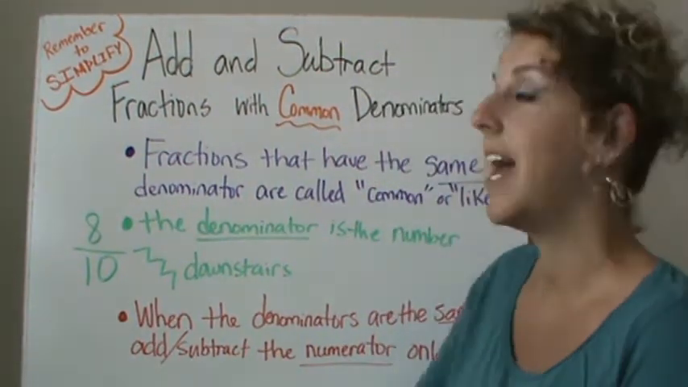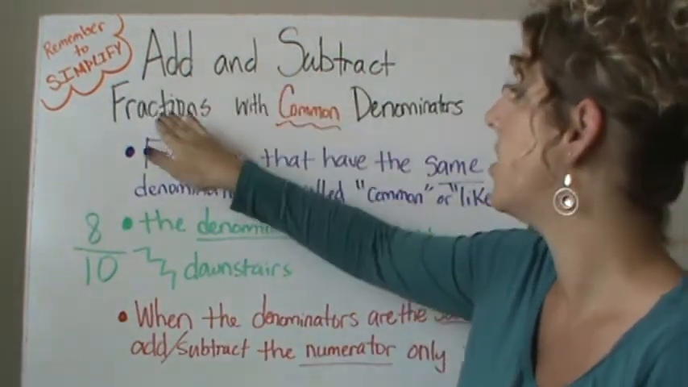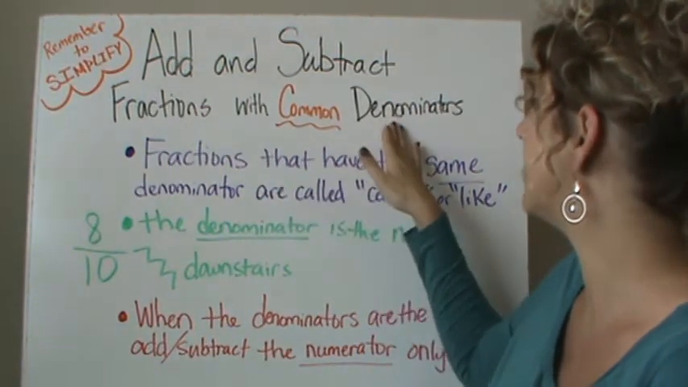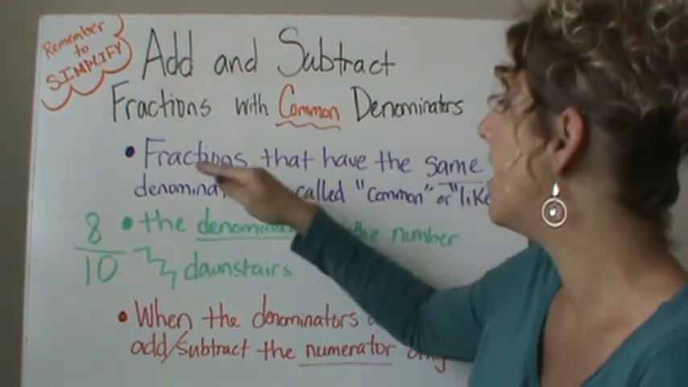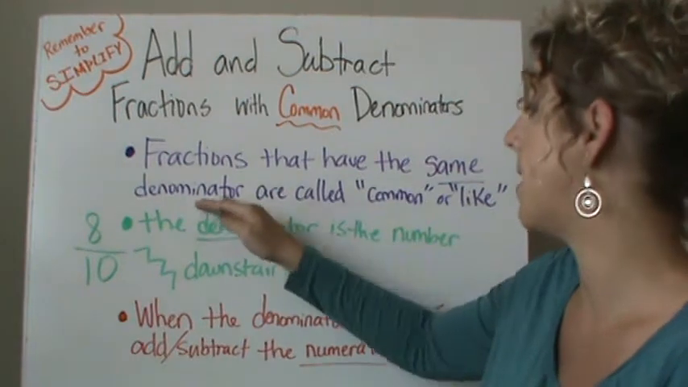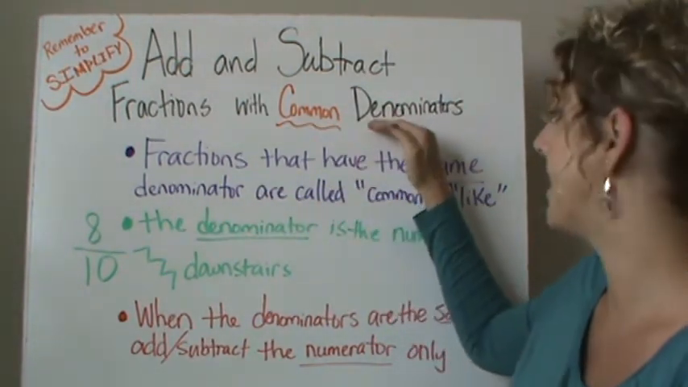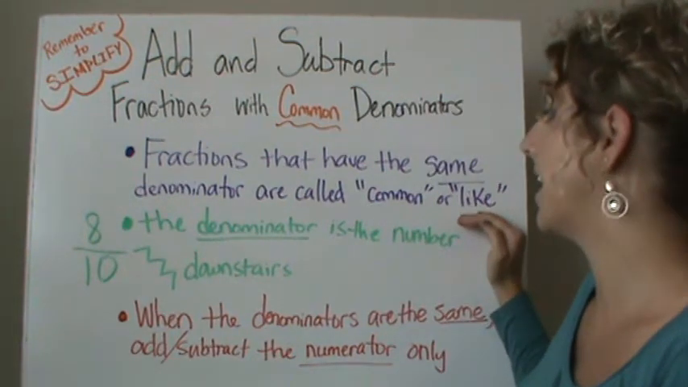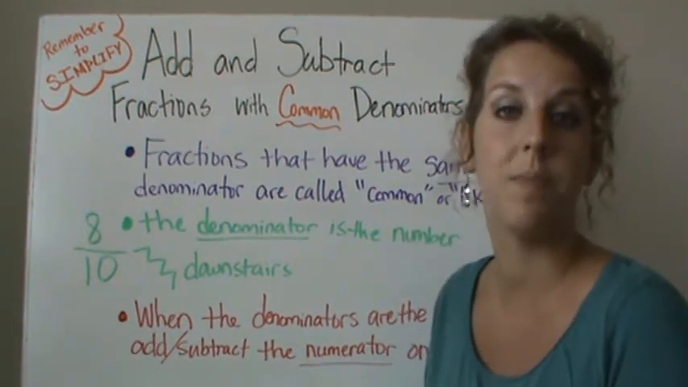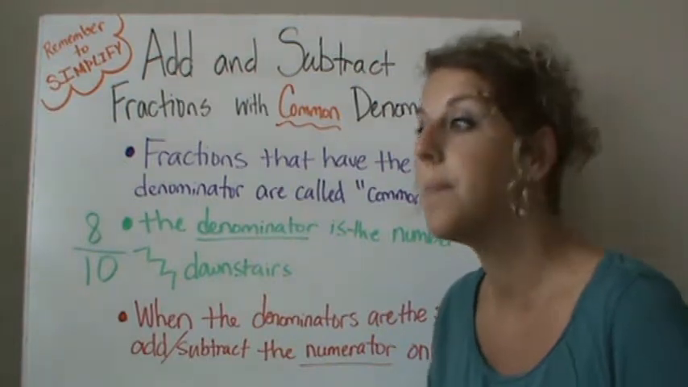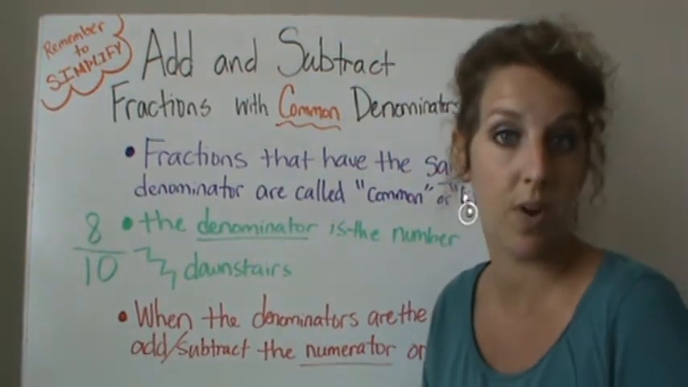In this lesson, you'll learn how to add and subtract fractions with common denominators. Fractions that have the same denominator are called common. We refer to them as common denominators, or we could say like. They're like fractions. You've heard me say in the past that we're going to compare like fractions or unlike fractions.